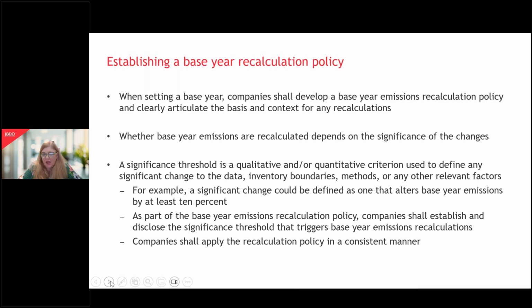It's important when you decide on your base year to also consider what is your policy around recalculation. When, according to your policy, will you go back and recalculate the base year? And that will depend on the significance of the changes. So you could have a qualitative or a quantitative threshold on when you're going to recalculate. So maybe it would be significant changes to the data, or significant changes to your inventory boundary, significant changes to your quantification or calculation methods, etc. So you could say a significant change could be defined as one that alters base year emissions by at least 10%. We're expected to change it by at least 10%, for example.